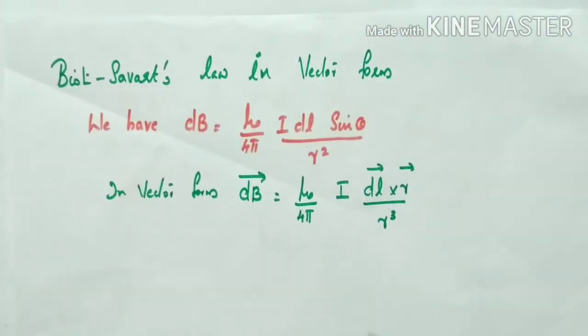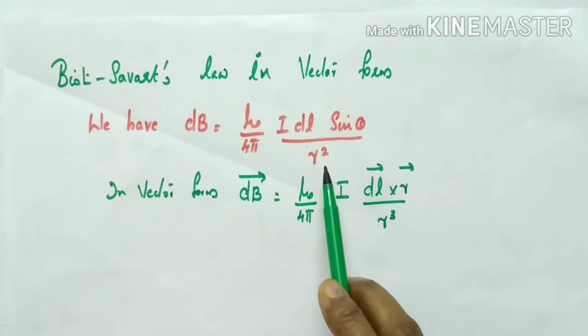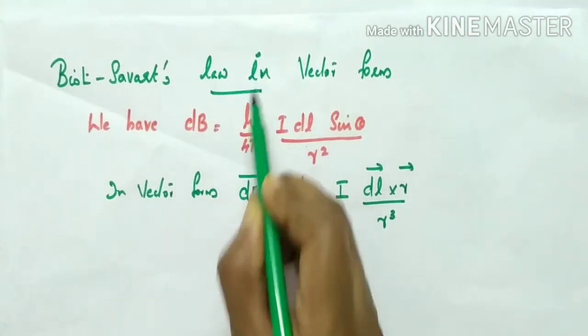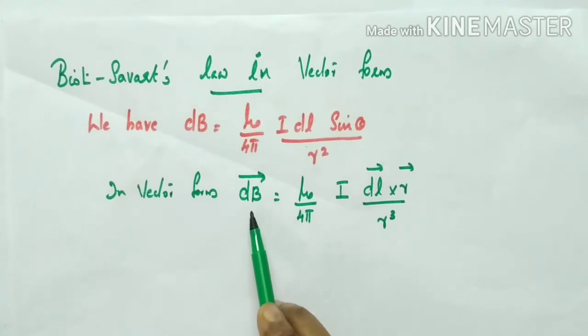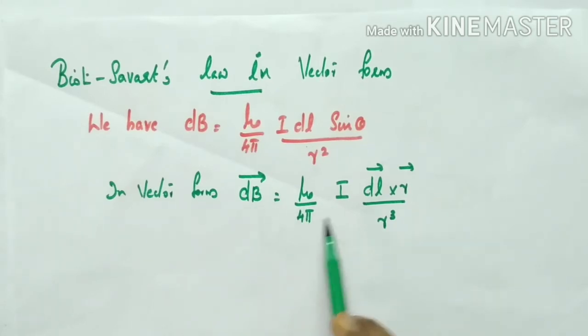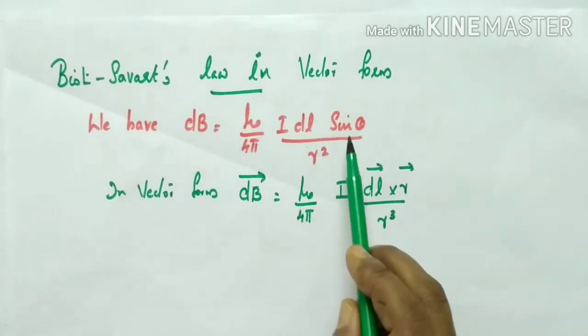We know Biot Savart's law is dB equal to mu 0 by 4 pi I dl sin theta divided by r square. Now we can express Biot Savart's law in vector form. In vector form, it can be represented as vector dB equals mu 0 by 4 pi I into dl cross r divided by r cube, because here there is no sin theta relation.